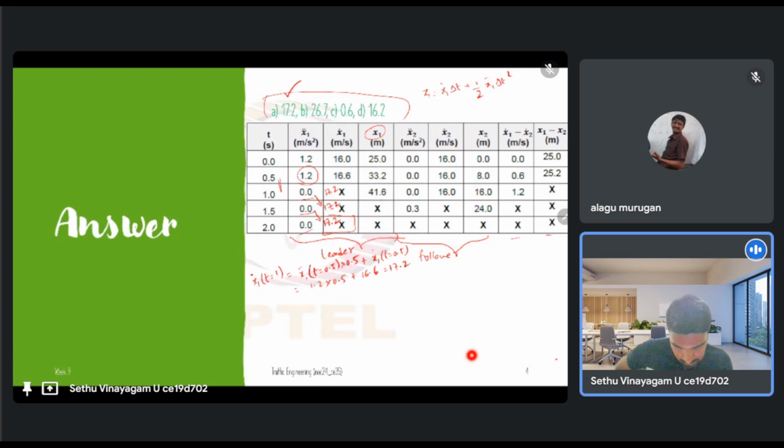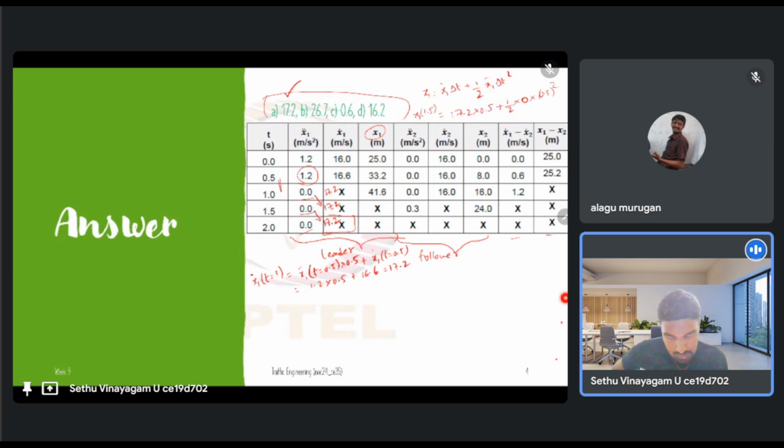Now first, for finding the position at time equal to 1.5, that will be x1 at 1.5. For that we have to use the speed at the previous time step, that is 17.2, into the time step, which is 0.5, plus half a t squared. So half into what was the acceleration? Acceleration was 0, so into 0.5 squared, this term is going to become 0. So it is only 17.2 into 0.5. This is the distance traveled in that half a second.